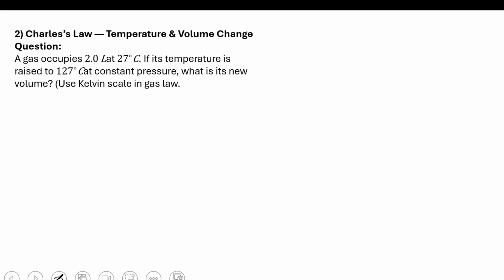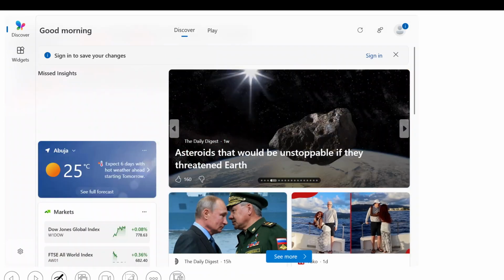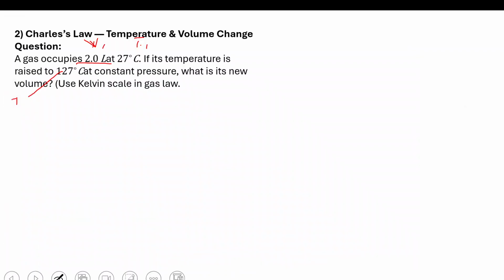So the question goes like this. A gas occupies 2.0 liters. So this is the volume, let's say V1. At 27 degrees C. So this is initial temperature T1. If its temperature is raised to 127 C degree, so this is T2. The temperature is T2 here, at constant pressure. What is the new volume using Kelvin scale in gas law?